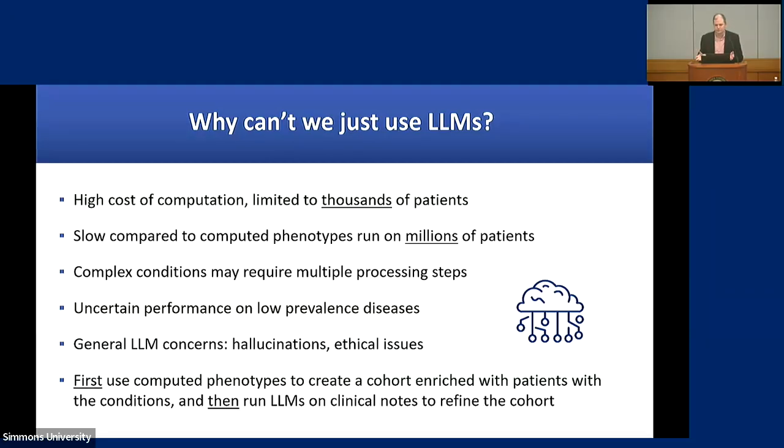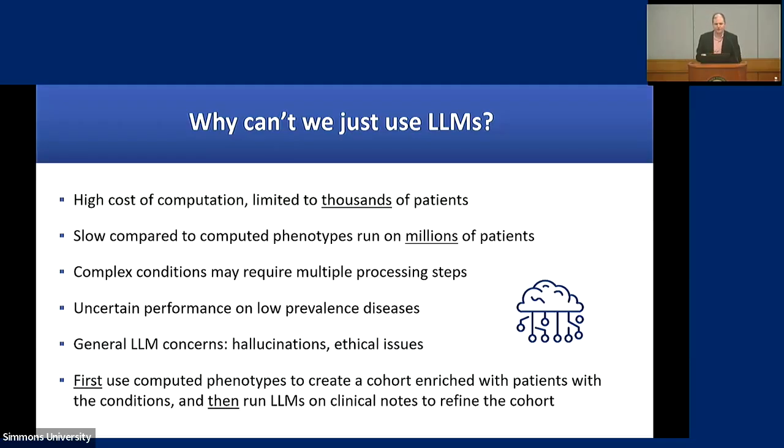So what we see as maybe an ideal combination of using both more traditional AI methods and LLMs is that you can first use these computed phenotypes to create cohorts enriched with patients with a condition. It doesn't cost a lot. You can search through millions of patients and find the patients that are very likely to have diabetes, for example. And then you send those patients to an LLM, and then it can pull up the notes and refine that list to optimize the cohorts.